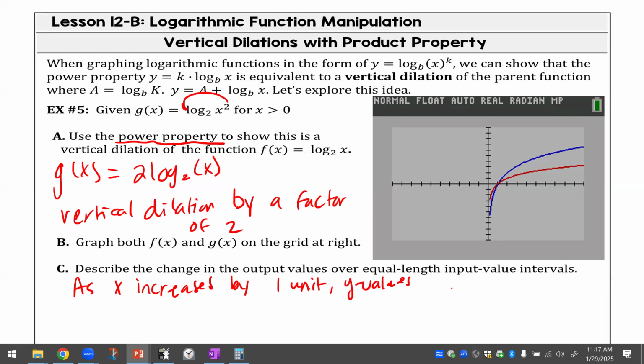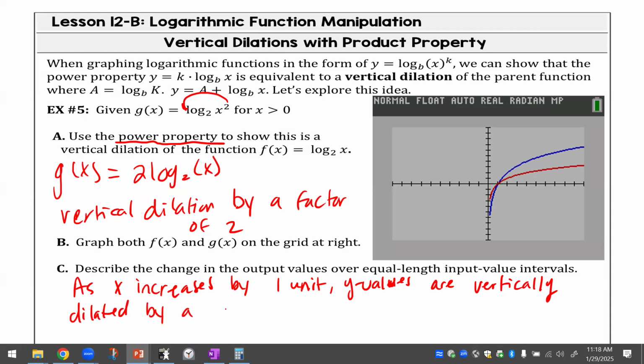Now, Ms. Robertson, if you think that they would want something more than that, please let me know. Dilation by 2, or vertical dilation. I think we have to specify that it's a vertical dilation. The y values are vertically dilated by a factor of 2.